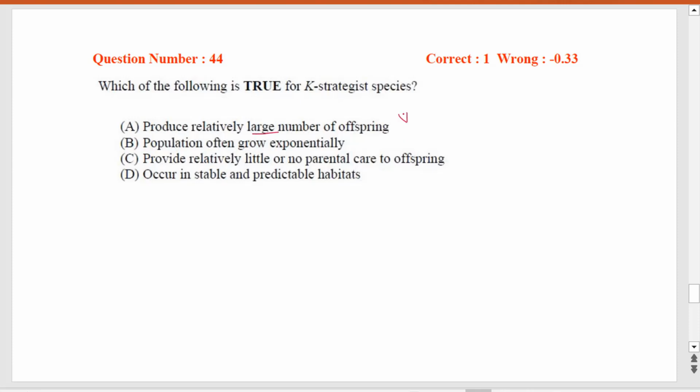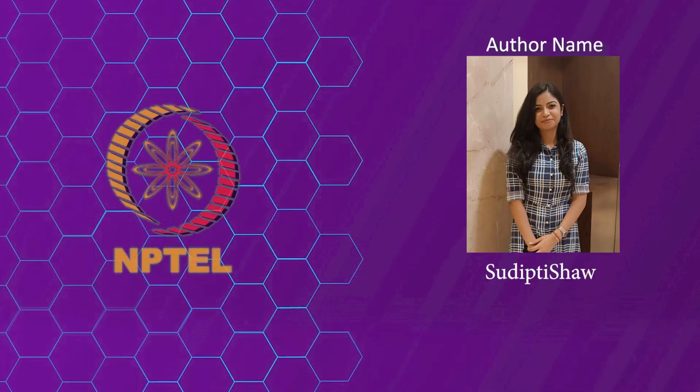So this is wrong. Population grows exponentially: this is also wrong. The population does not grow exponentially in K strategy species; population grows exponentially in the case of R strategy species. They provide little or no parental care to the offspring: this is also not true. The K strategy species provide care to the offspring. And they occur in stable and predictable habitats: only this option is correct. They occur in stable and predictable habitats, whereas R strategy species occur in unstable habitats.